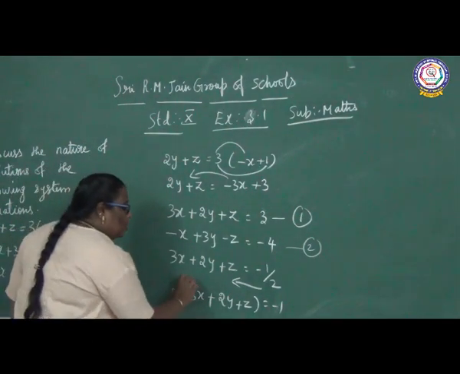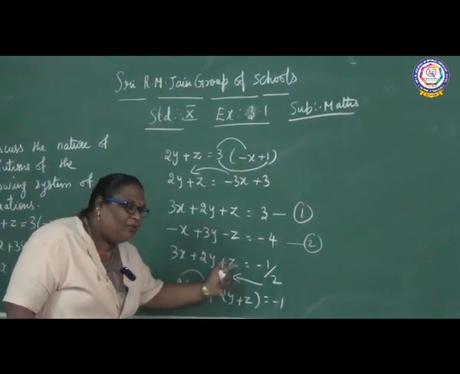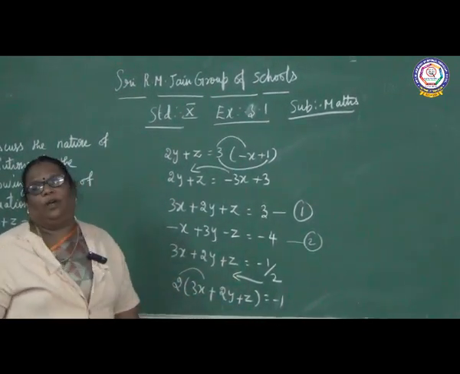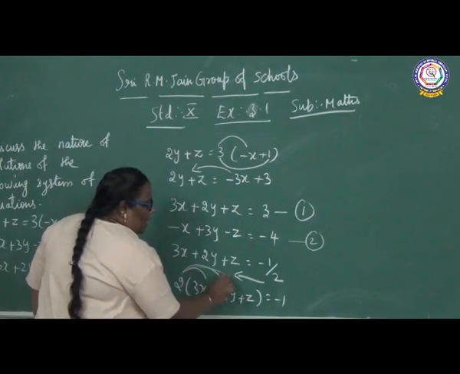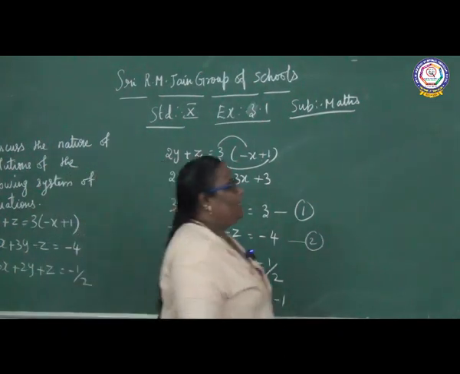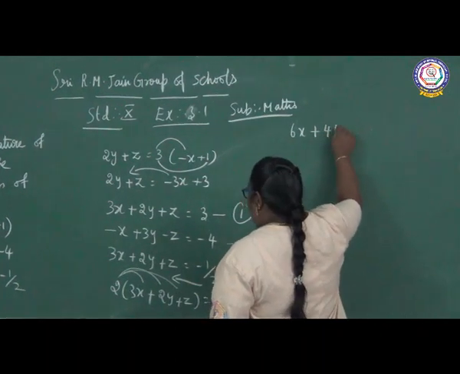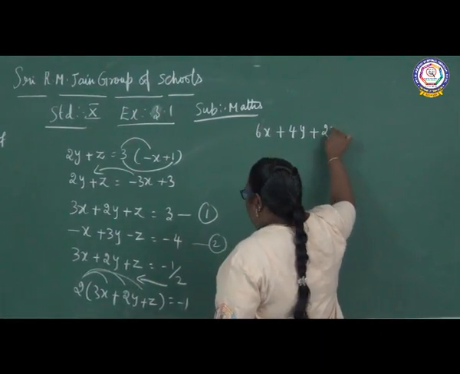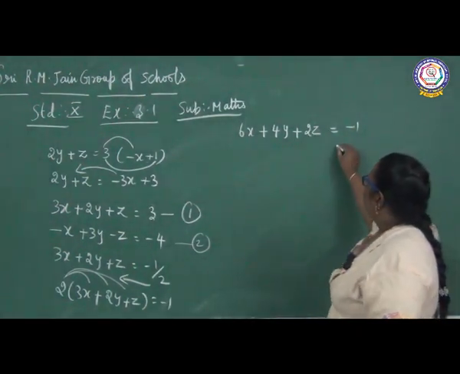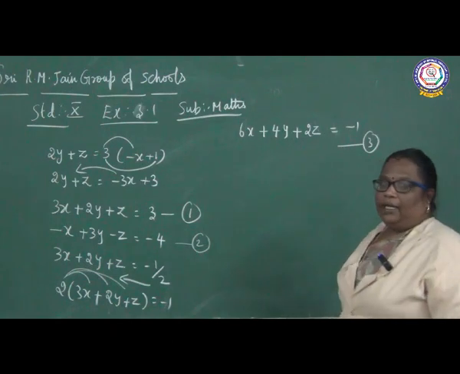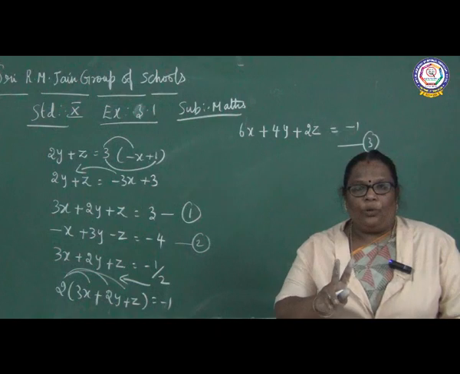I multiply 2 inside. When you multiply by 2, you should multiply all the values, not only the first value. You multiply 2 into 3x, 2 into 2y and 2 into z. See here, 6x plus 4y plus 2z equal to minus 1. You can take this as the third equation. So, if it is three equations, you can bring it into two equations.